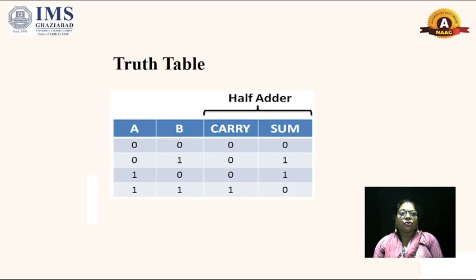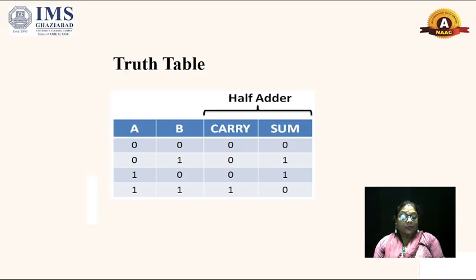If we talk about the truth table of the half adder, we have two inputs, which are 0 0, 0 1, 1 0 or 1 1. If we add these two numbers, 0 plus 0 will give the sum as 0, but there will not be any carry. 0 plus 1 gives the sum as 1, but there is no carry. Same with 1 plus 0, the sum is 1 but the carry is 0. And 1 plus 1 gives the sum as 0 but the carry will be 1.